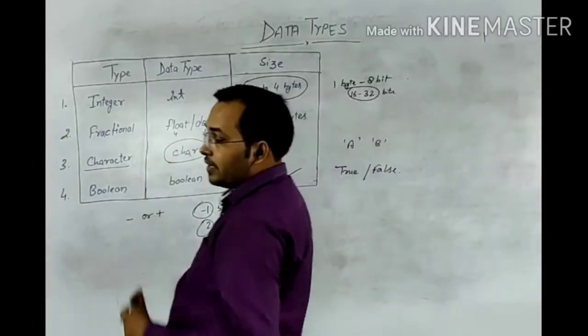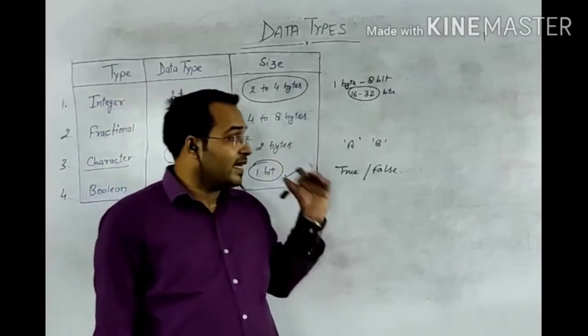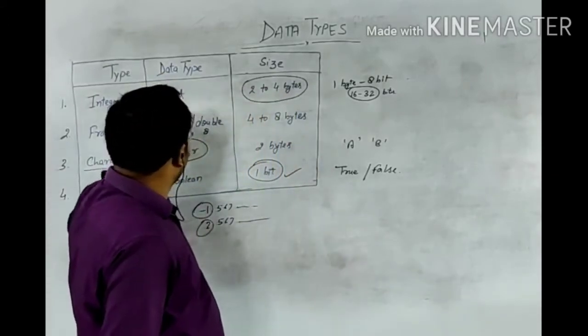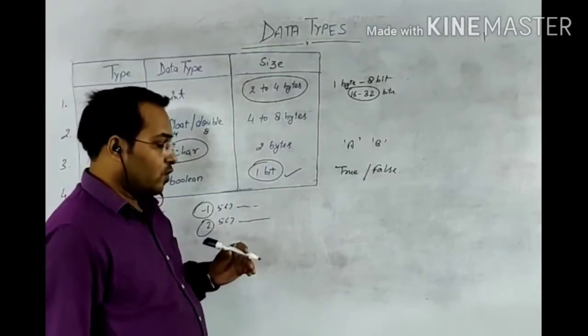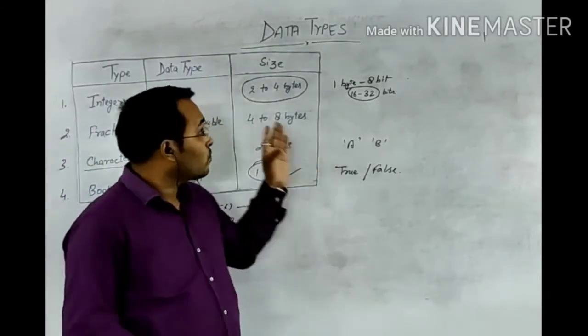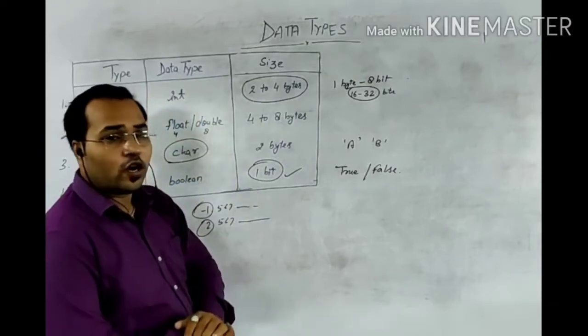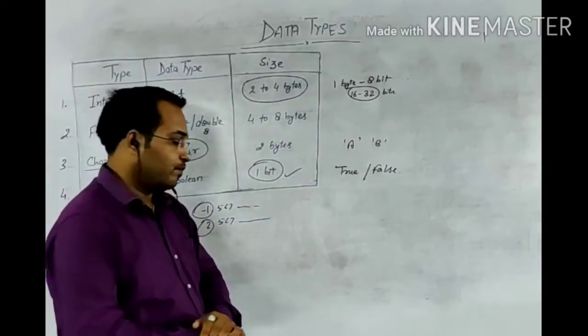So this is the type chart of data types, and this is the description regarding data types and their sizes. These things you have in your programming section of the Bluechain.